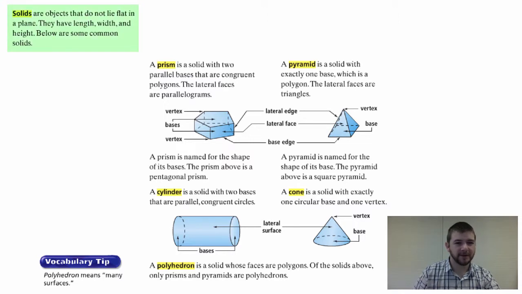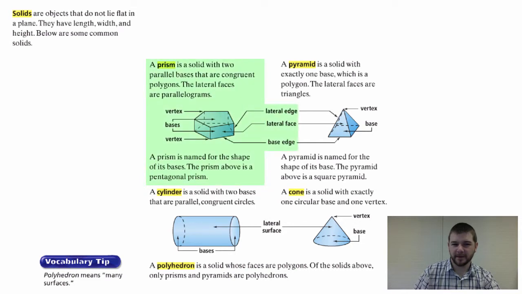Solids are objects that do not lie flat in a plane. We could say that rather than being two-dimensional figures, solids are three-dimensional because they have 3 dimensions. They have length, width, and height. Below are some common solids.